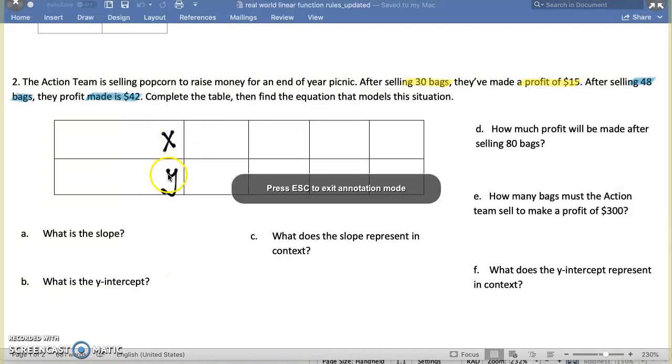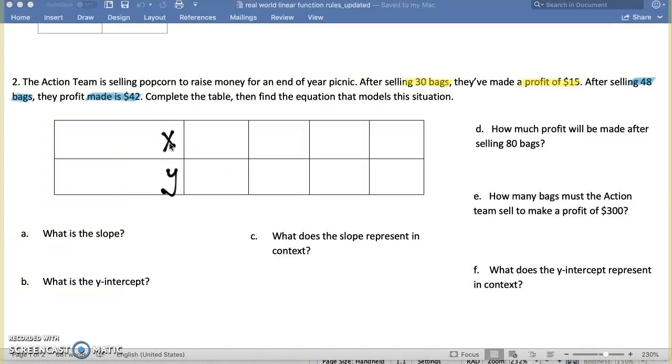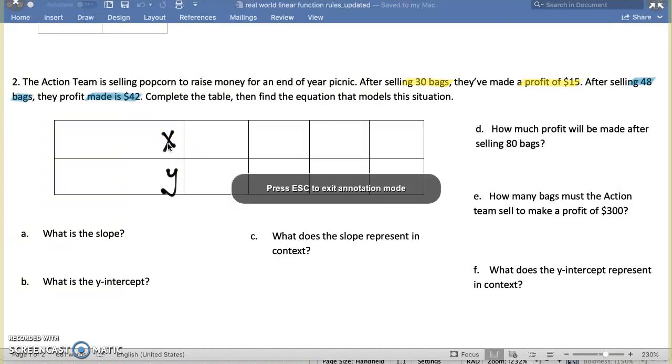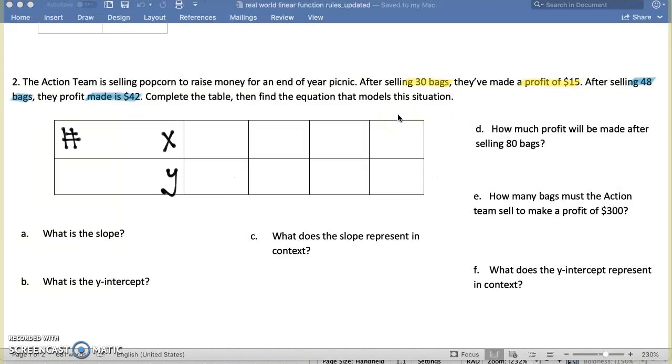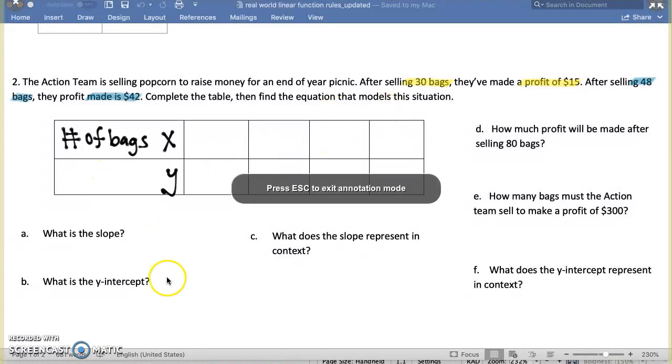To know what x and y represent, we have to think about an independent and a dependent quantity. Our independent quantity is what happens first, or what should come first. In order for us to make any kind of profit, we need to first sell bags of popcorn. So we could say that x represents the number of bags, and y represents our profit, the total profit.